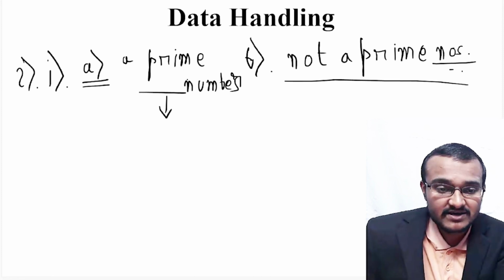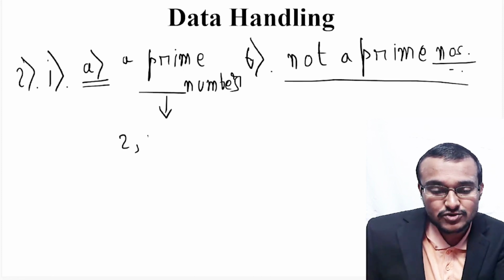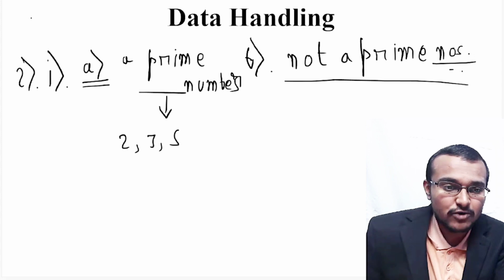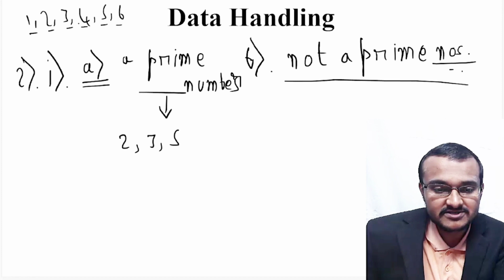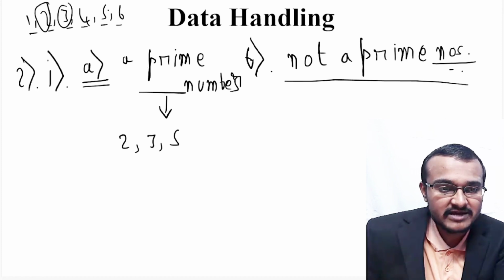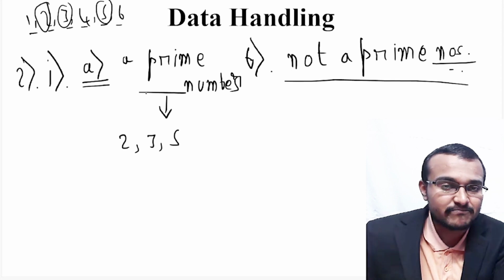In this event, the possibility is 2, 3 and 5, because out of 1, 2, 3, 4, 5, 6, these are the 6 possibilities when you roll a die. So you may get these 6 numbers. Out of which 2 is a prime number, 3 is a prime number, 5 is a prime number. So getting a prime number when you roll a die is 2, 3 and 5.